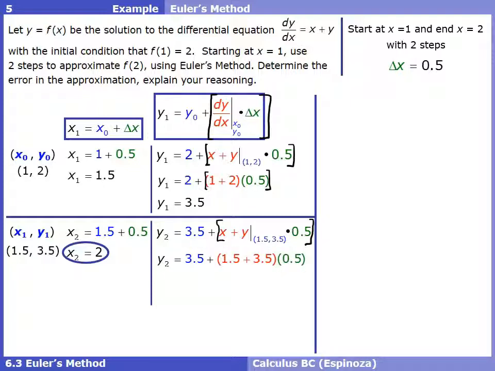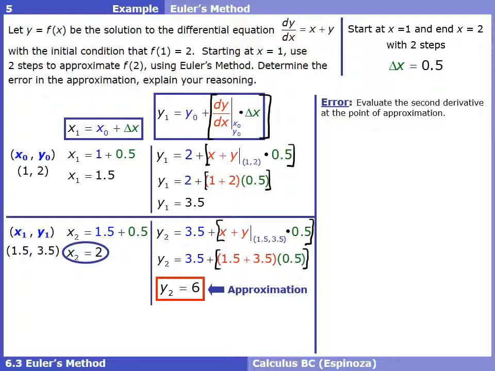Again, our derivative has x's and y's in it, so we're going to have to take both x and y and plug it in. So it'll be 1.5 plus 3.5 times our step size of 0.5. Take all of that, evaluate it, then add 3.5, and we end up with a y value of 6. And that is our Euler's method approximation for this differential equation at x equals 2.